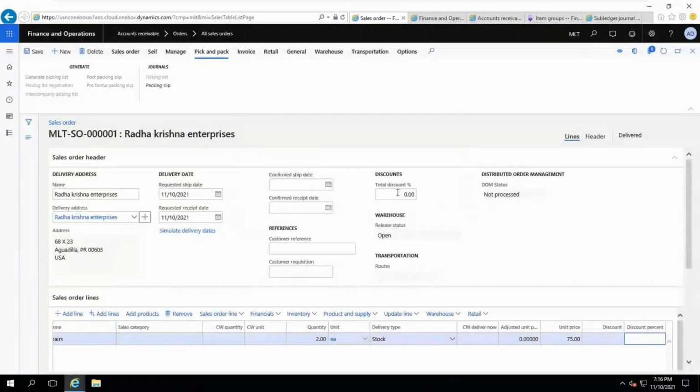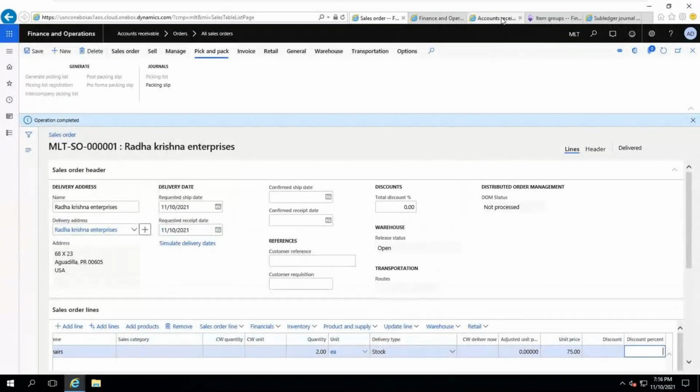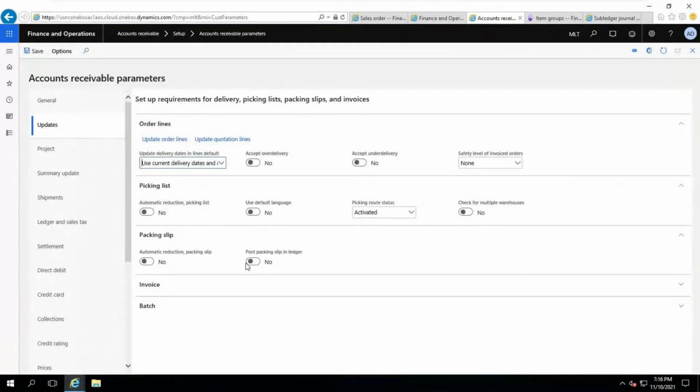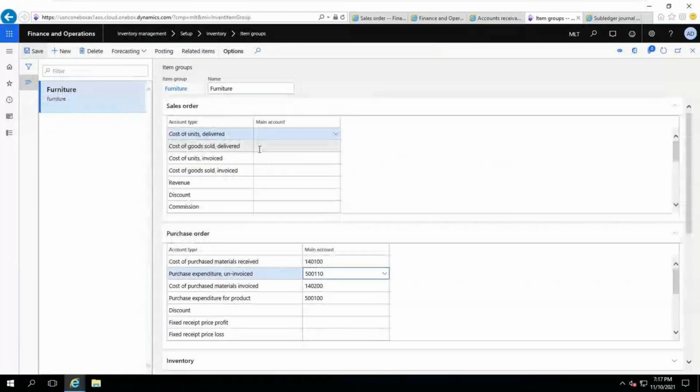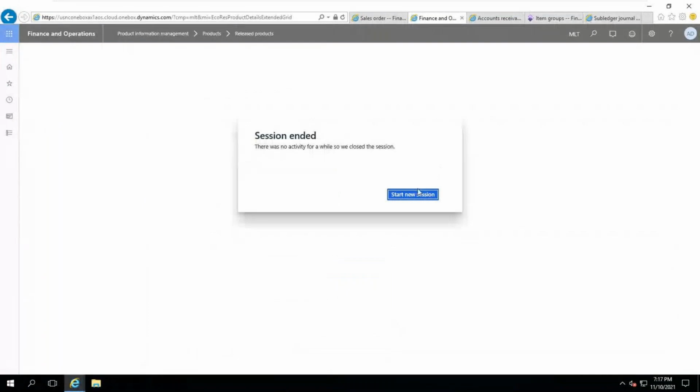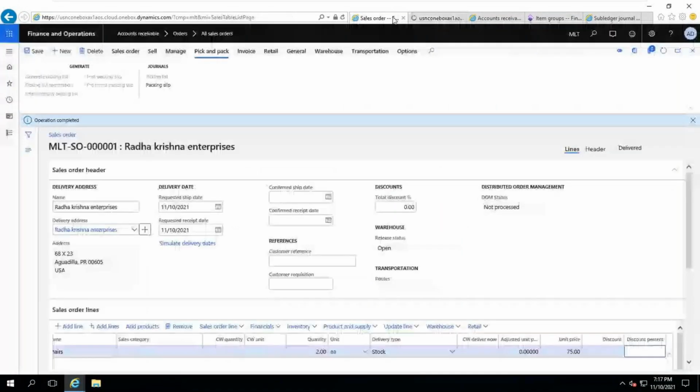The reason is that I have not enabled this checkbox, so the system will not look at these ledger accounts and it is allowed to post simply without any errors. It was posted. Now if you verify on hand inventory, it is 100 plus 50, 150 minus 2, it is 148.